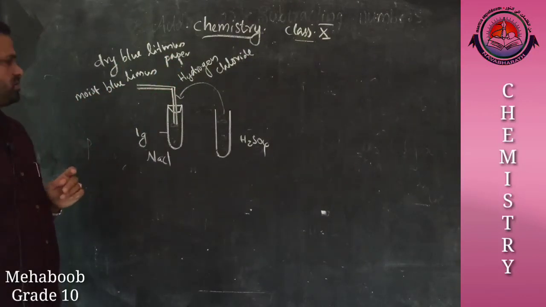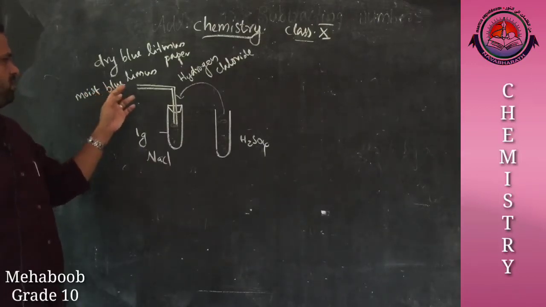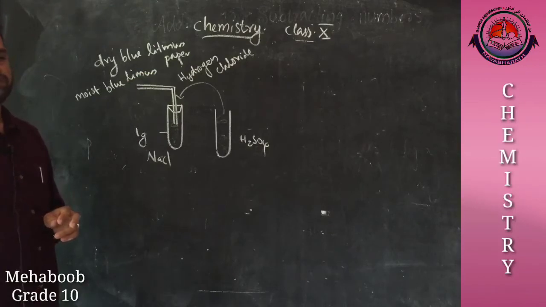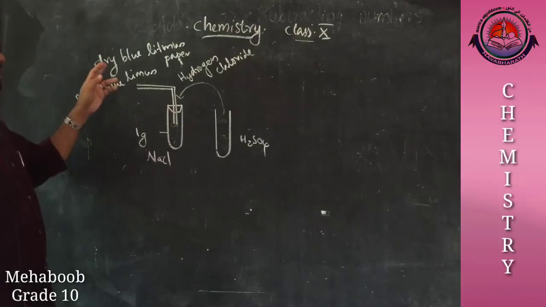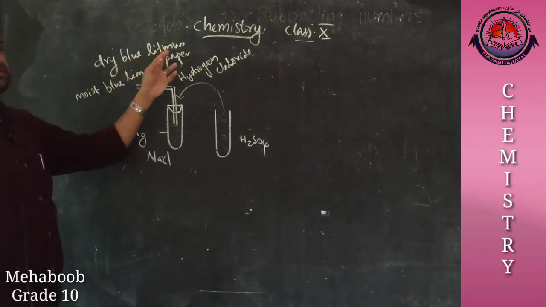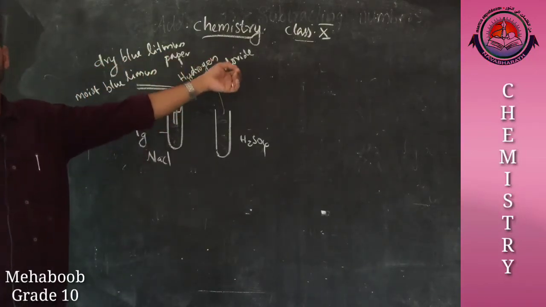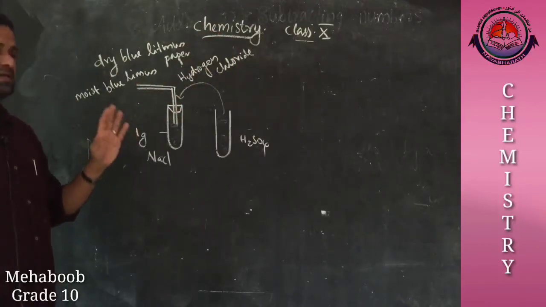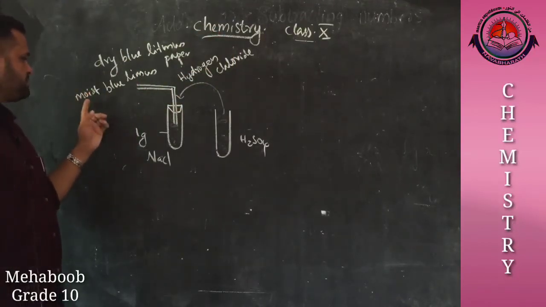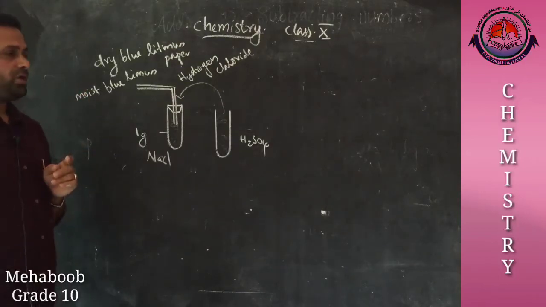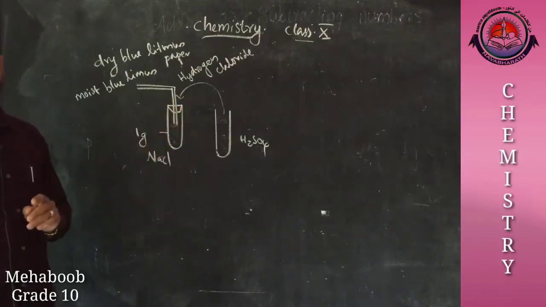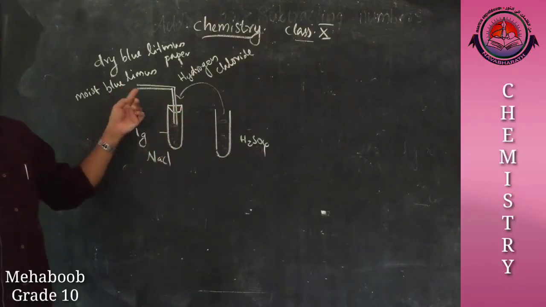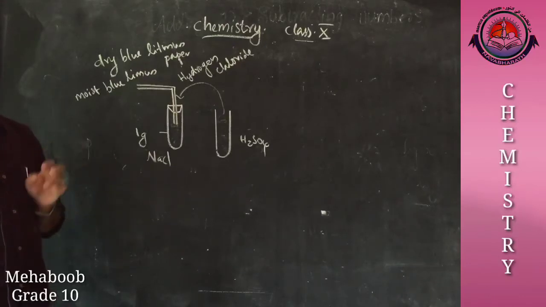When you place moist blue litmus paper, what change is happening on this litmus paper? Is there any color change? You can see that in the case of dry blue litmus paper, there is no change in the color of the litmus paper, it remains the same. But when you place moist blue litmus paper, you can see that it changes into red color. So, what is the reason for that?